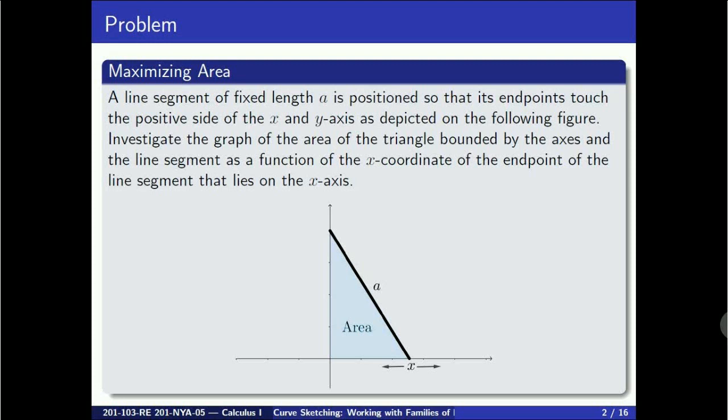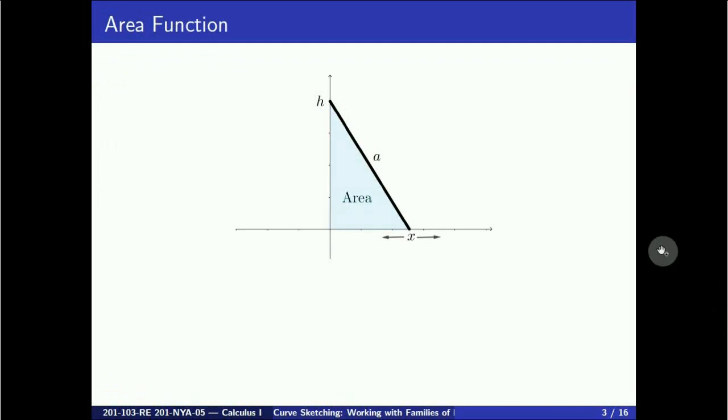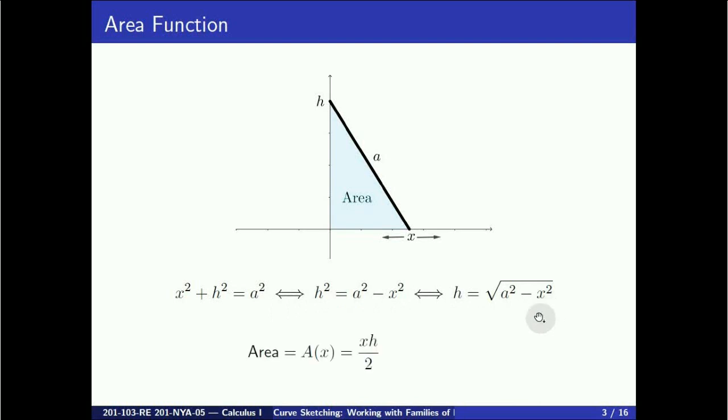To define the area function, we recall that the area of a triangle is base times height divided by 2. Here the base has length x. The hypotenuse is the length of the line segment, so A, and the height, call it h, satisfies the Pythagorean equality x squared plus h squared equals A squared. Therefore, h squared is A squared minus x squared, and h is the square root of A squared minus x squared. Hence the area A of x is base, so x, times the height, h, divided by 2, so x times the square root of A squared minus x squared, divided by 2.